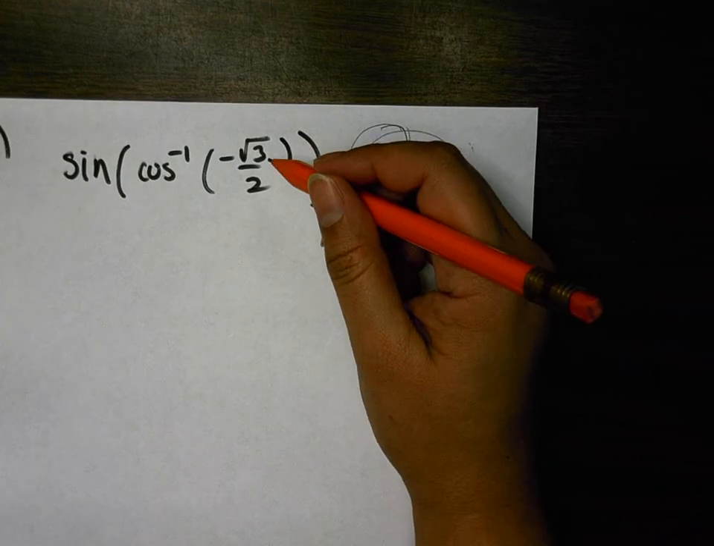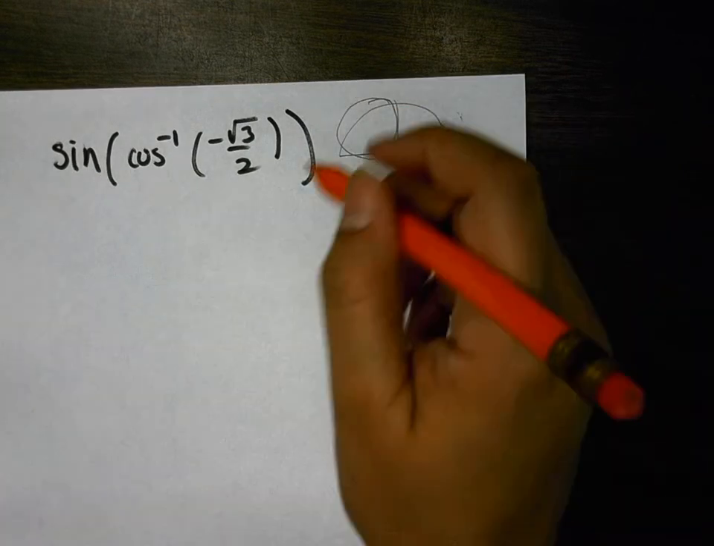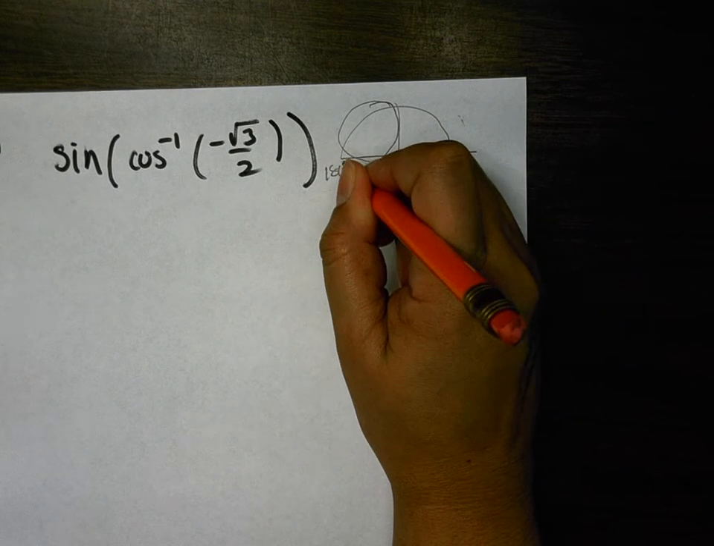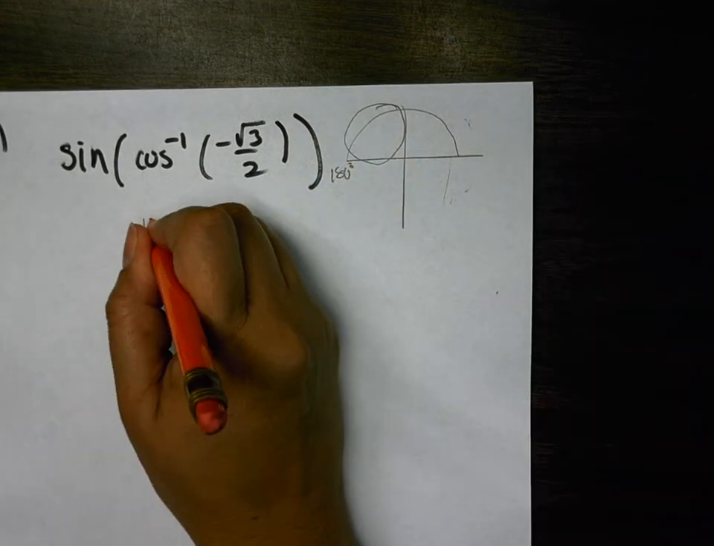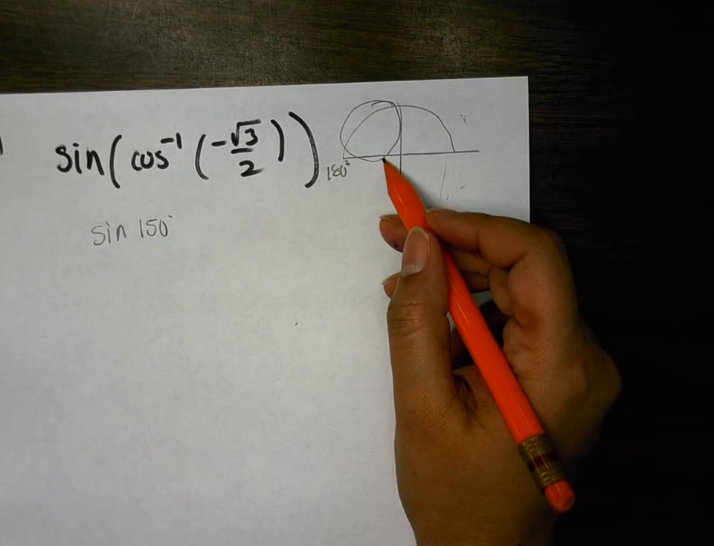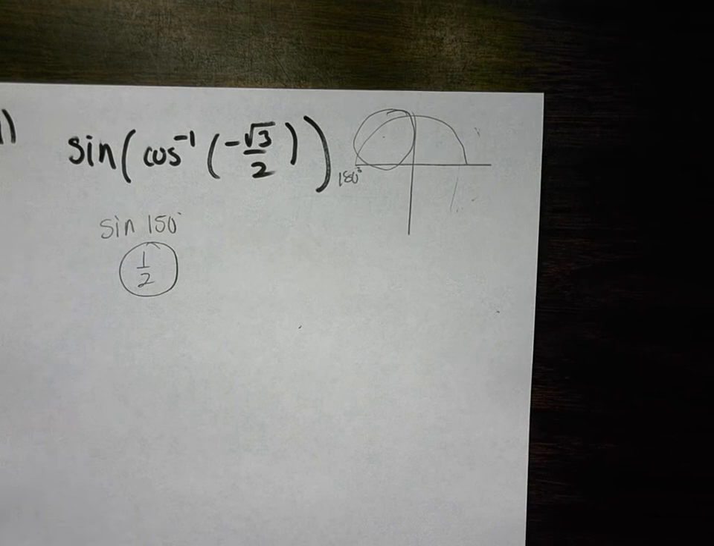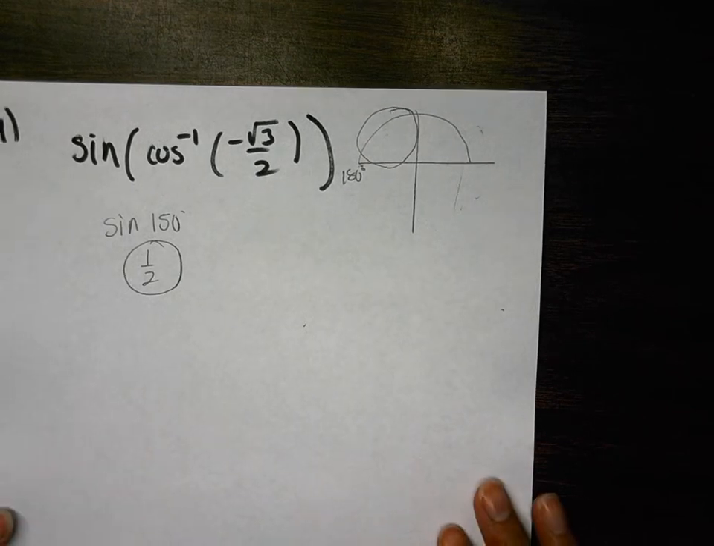It's negative, so it's going to be in quadrant 2. Let's find our reference angle first. Cosine of what angle is root 3 over 2? 30 degrees? Oh, you are correct, because then 30 degrees in quadrant 2 is what? Yeah. 150. And then you find sine of 150 degrees. What is sine of 150 degrees? And it's positive, right? Because sine is positive in quadrant 2. Does that make sense? Yes?